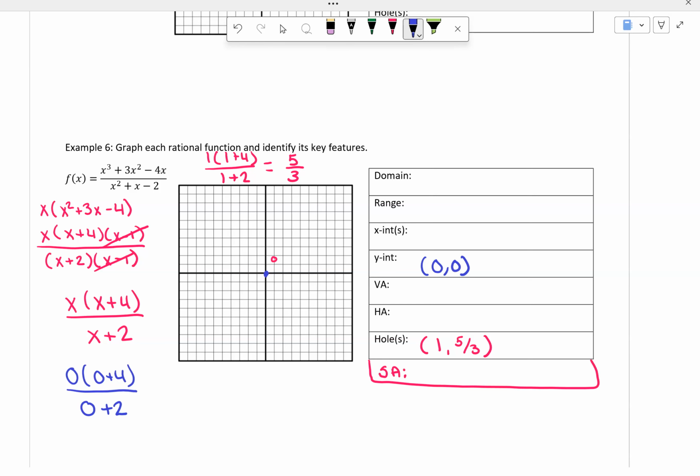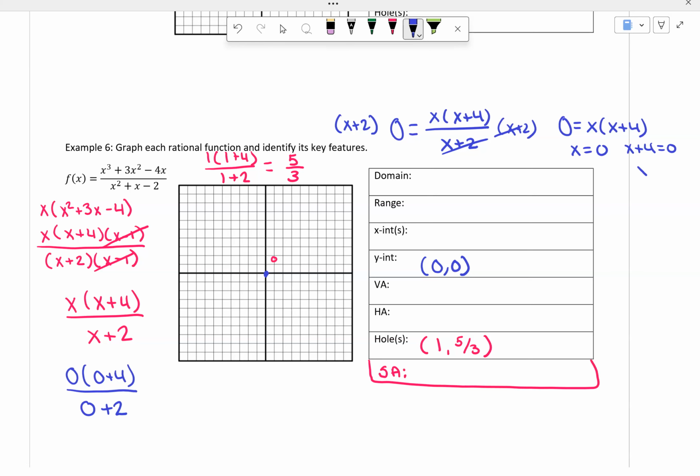Okay, now let's set it equal to 0. So (x plus 4) over (x plus 2). So remember in the last one, when I end up multiplying x plus 2 to both sides, those end up canceling. And of course, this is still 0. So 0 equals x plus 4. So x plus 4 equals 0, so x equals -4. So I actually have 2 x-intercepts.